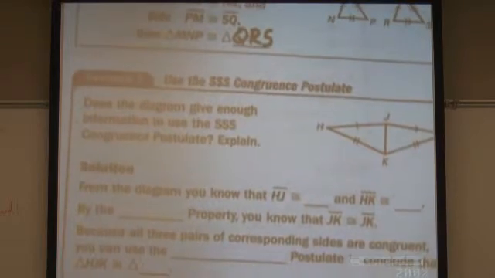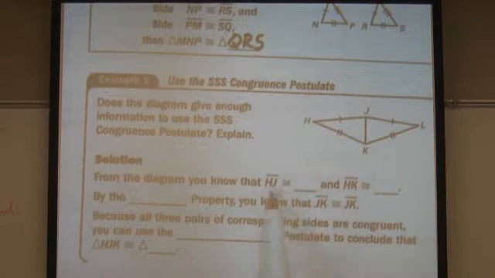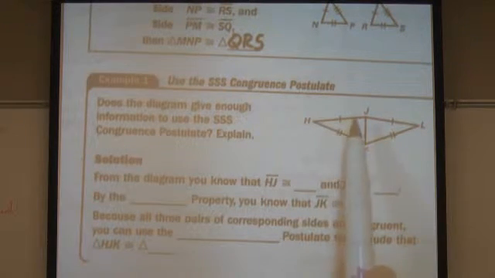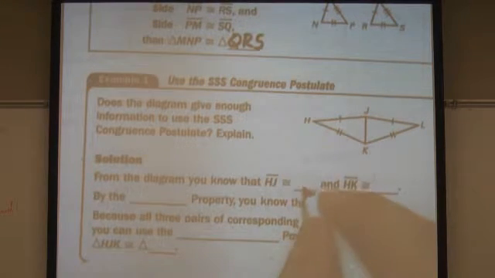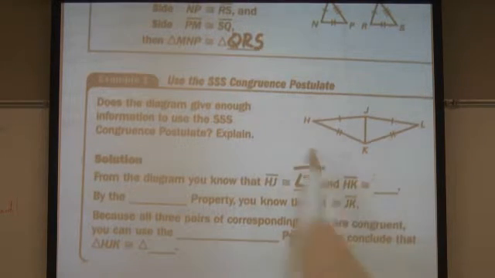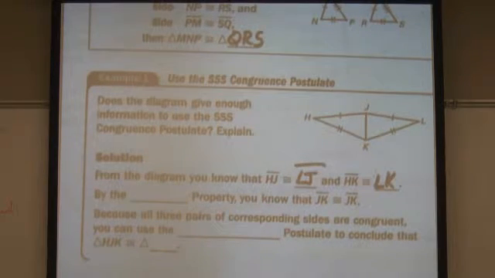So let's look at example 1. Does the diagram give you enough information to use SSS? And then it says explain, and the explanations are important. You've got to tell me why. So from the diagram, we know that HJ, that's got a single tick mark, is congruent to LJ, which also has a single tick mark. And that HK, notice it's double ticked, is congruent to KL, which is also double ticked. Hopefully you can see the double ticks. If you can't, follow along on your own paper.